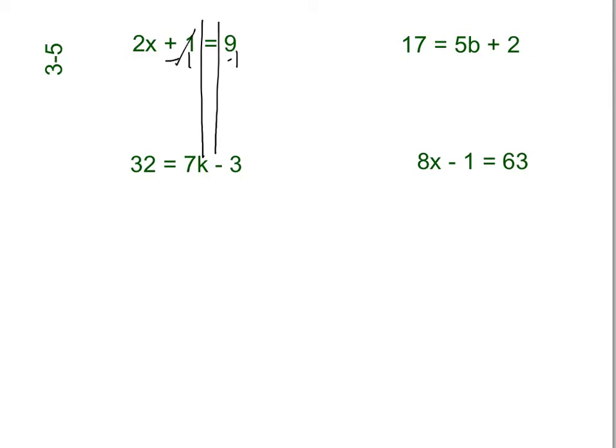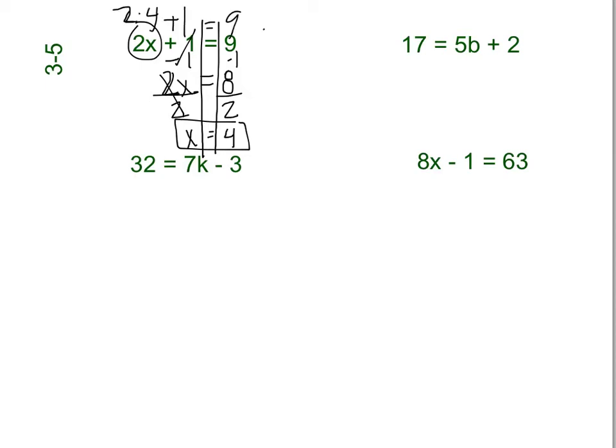After I do that, I'm going to rewrite what's left. So I have 2x left on this side, and on the other side I have 9 minus 1, which is 8. Then I'm going to divide by 2, and x equals 4. These are probably a little bit more important to try after you're done, because there's more room to make mistakes. So plug that in. Is 2 times 4 plus 1 equal to 9? Sure is.